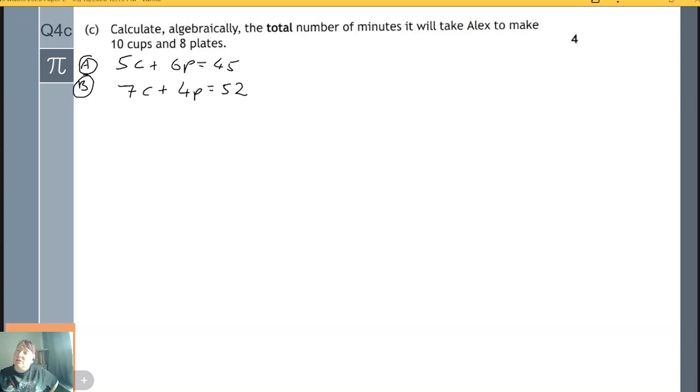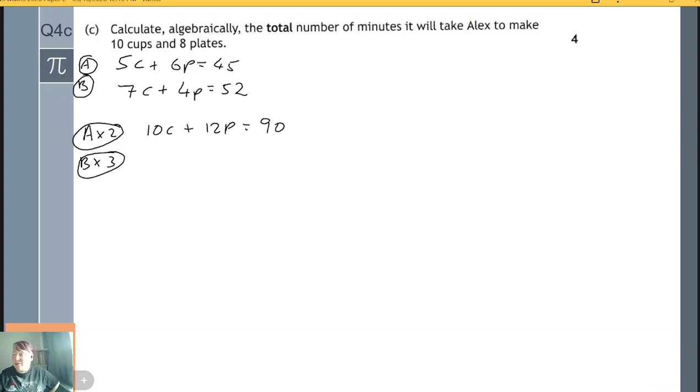I think I'm going to make my P's the same. So I'm going to do A times 2 to get 12P, and I'm going to do B times 3. 6 times 2 is 12P, and B times 3, 4 times 3 is 12P. Yep. Okay, I have 10C plus 12P equals 2 times 45 is 90.